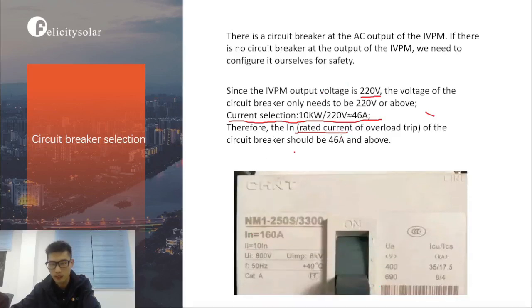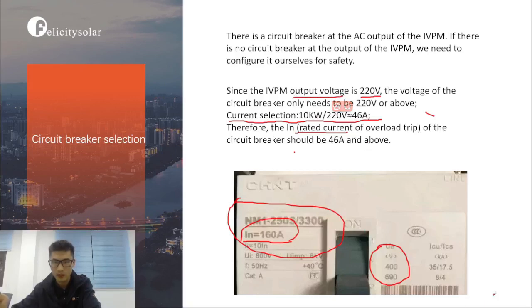Here is a picture of the specification of the circuit breaker. Here are two spots you need to check before you buy a circuit breaker. First one is here. This means the rated current of the overload trip, and it should be bigger than the current. And the second one is here. This is the voltage. So the rated voltage of the circuit breaker should be bigger than the output voltage. Now you see, just by the two principles, it is easy to choose.